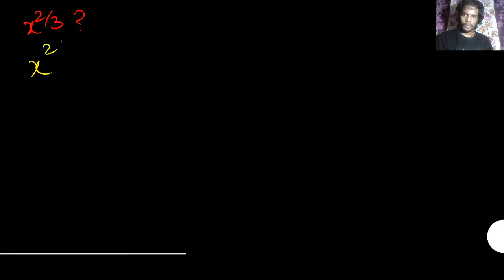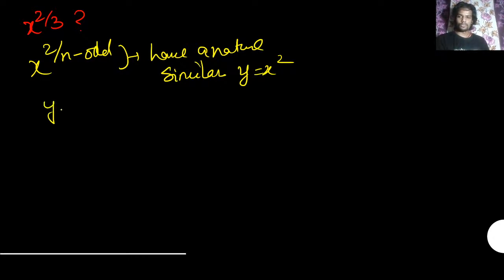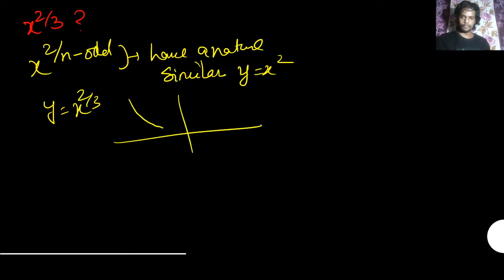Remember that x to the power 2 by n, where n is odd, such kind of graph will have a nature similar to y equals x square. Okay, so such graphs will have a nature similar to y equals x square. So y equals x to the power 2 by 3, the graph will look something like this. So this is the graph of y equals x to the power 2 by 3. Fine.